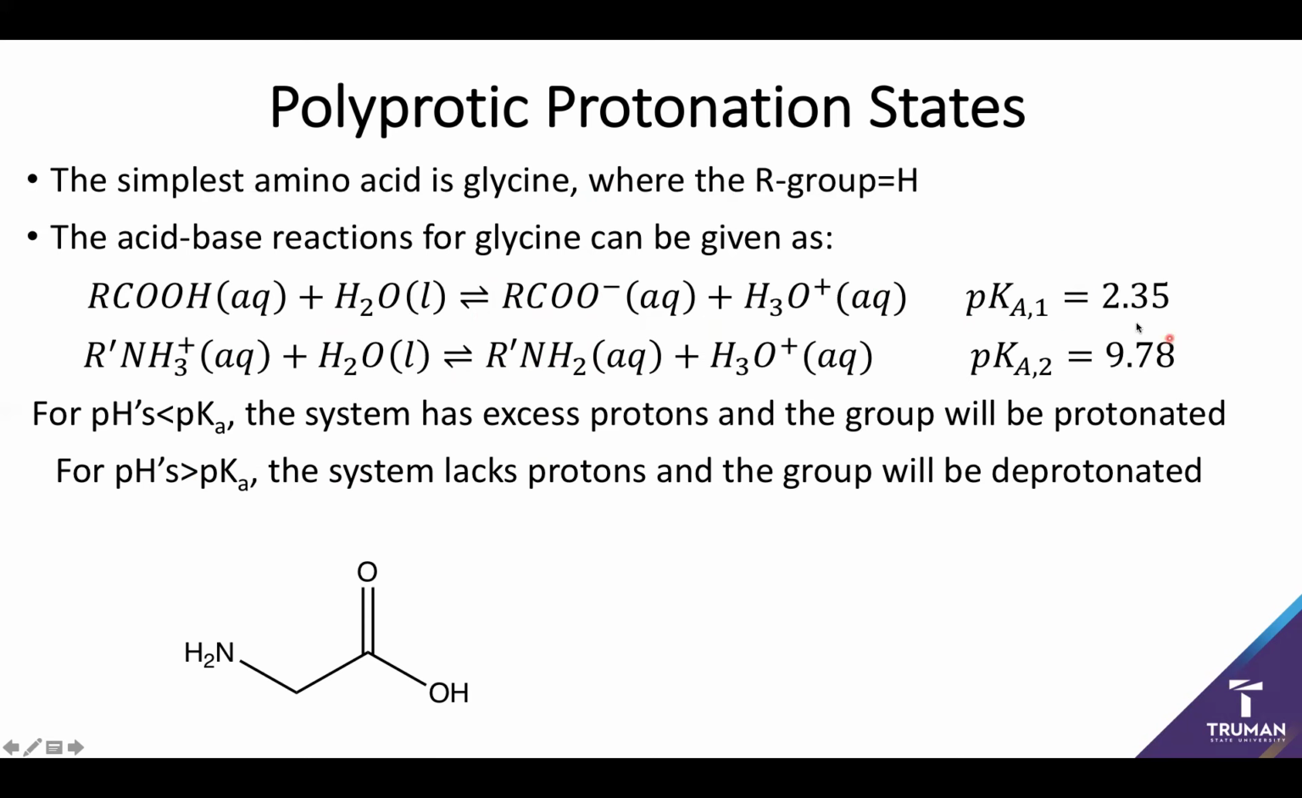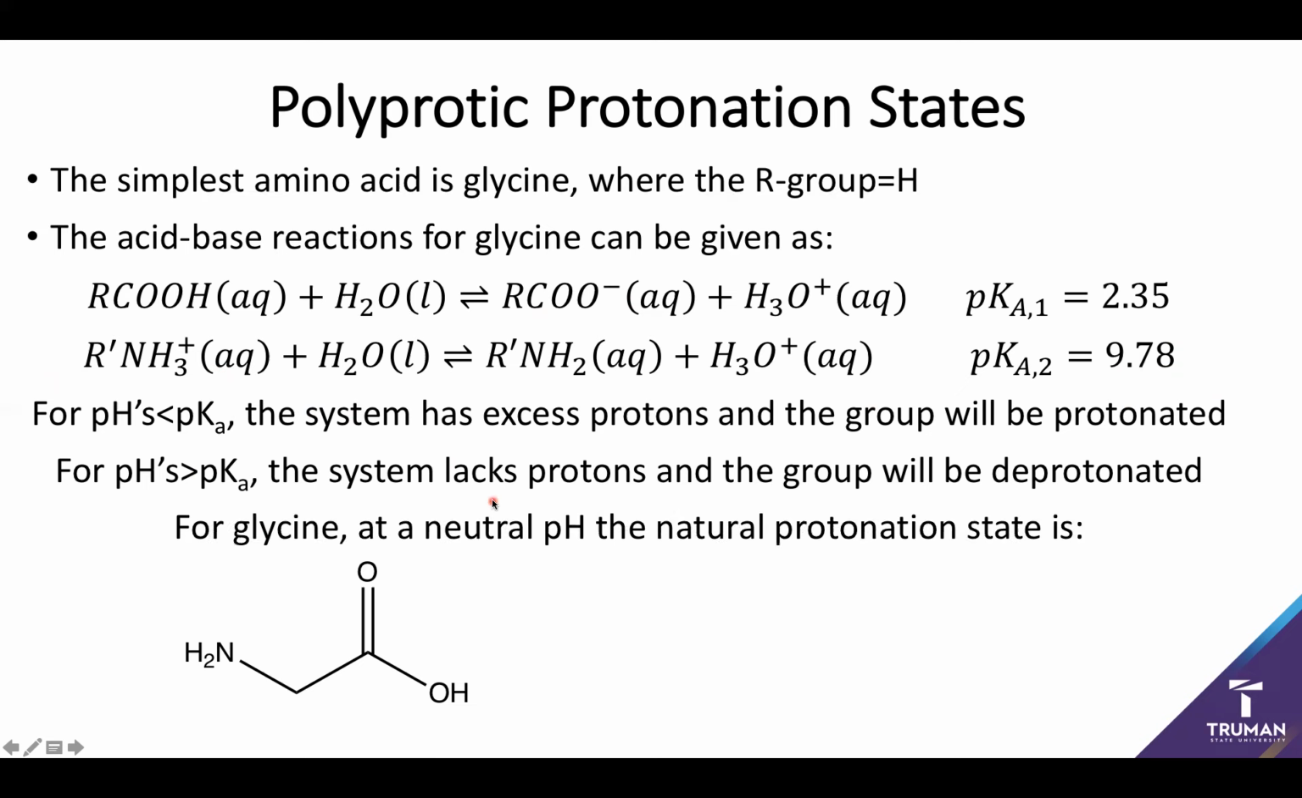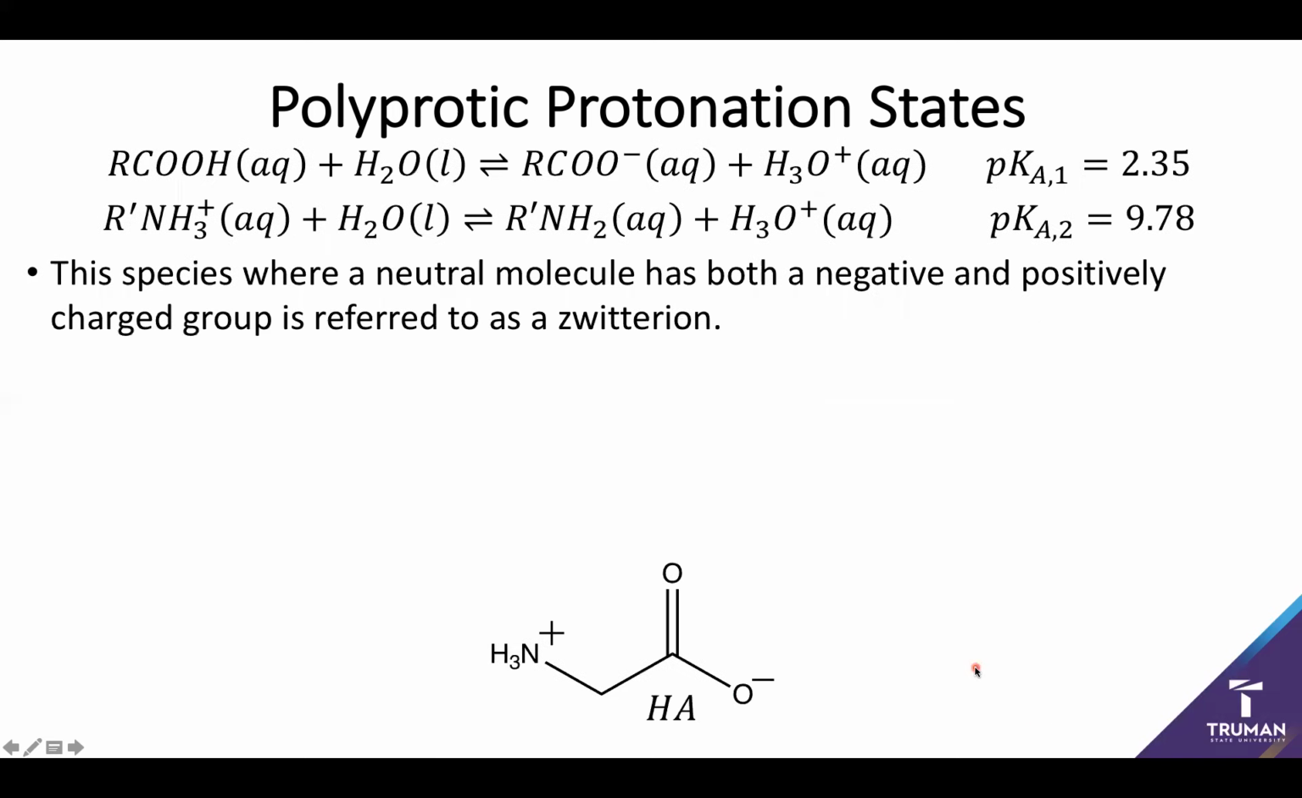But it's also less than pKa2, so that means the amine will likely be protonated. So this means that under neutral pHs, the natural protonation state for glycine and most amino acids is actually a little bit weird to our eye. It is very rarely drawn this way, but if you're actually in the body, it's important to know that the amine group is going to be positively charged and protonated, and that carboxylic acid will be deprotonated and negatively charged.